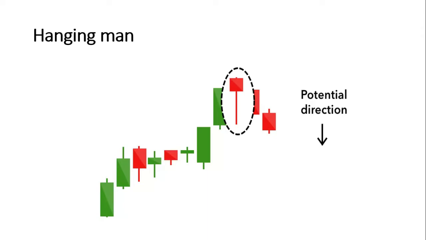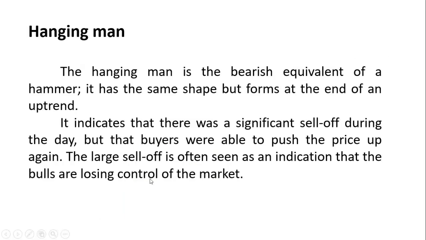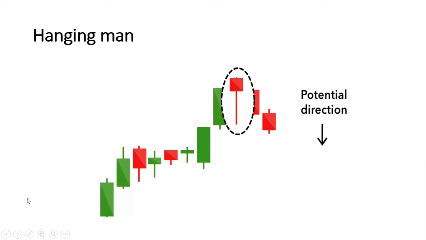So when the sellers enter the market, you have to wait for the correct time and look for the hanging man pattern. Next, the large sell-off is often seen as an indication that the bulls are losing control of the market. At this point, you can see the bulls had taken the market upward, but at this point the bulls have vanished from the market, and you have to wait for the confirmation. When you get the confirmation, at the next point you should take a sell order, as the potential direction is downwards. So the stock will be going downwards. When you take a sell order, you will gain a lot of profit. That is how you analyze the hanging man.